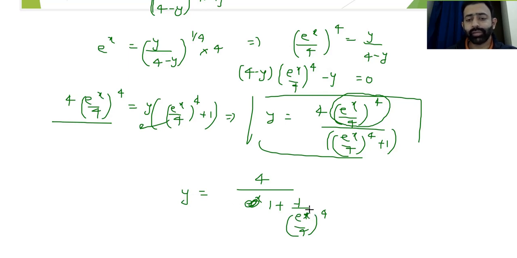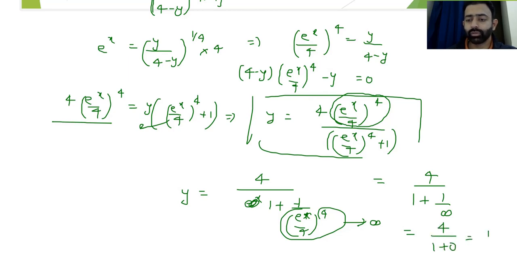Okay, now if x becomes very large, this whole quantity will tend to infinite. That means it will be 4 over 1 plus 1 over infinite, which is approximately 4 over 1 plus 0. So the value here is 4, right? This is how we evaluate the limit of a function if some variable is tending towards either 0 or infinite. Okay, so the limiting value here will be 4.